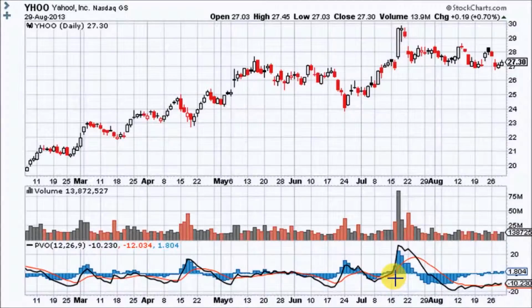Now this indicator does not signal buy or sell. It's simply a study of volume. And I urge you to always study volume because it will signal tops and bottoms and breakdowns of support and breakouts above resistance. You will always see big volume during those times.